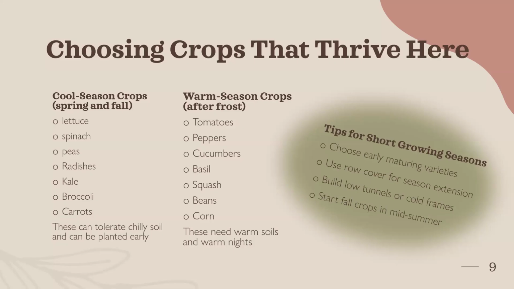And so just some tips to remind yourself for our shorter growing seasons, because we do have a colder climate than some areas. We have a little bit less time in the season to grow than other places of the country, say those down in the south. So we just want to be smart about making our decisions in the garden to get the most out of our season. By that, we could do things like choosing early maturing varieties. Also, you can use row cover for season extension. You can build low tunnels or cold frames to protect from temperatures. And we can start fall crops in midsummer to make sure we can extend our harvest window.